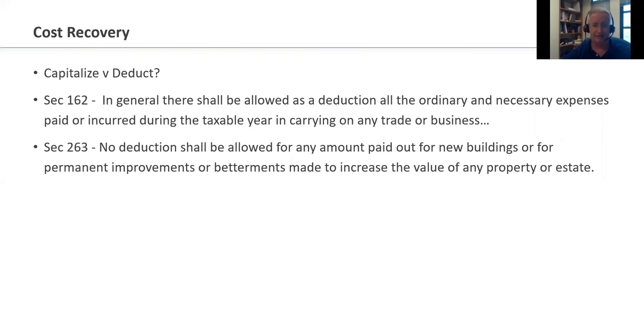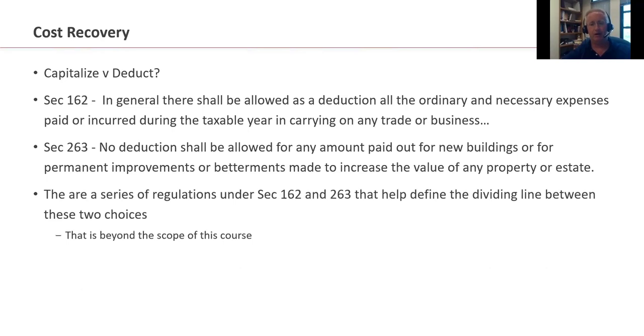However, no deduction will be allowed for any amount paid for new buildings, permanent improvements, or betterments, or things that increase the value of any property. So that's all the code gives us. Believe it or not, there is not a lot of distinction in the Internal Revenue Code between what you're required to deduct and what you're required to capitalize. There are a long series of regulations under both Section 162 and Section 263 that help taxpayers define the dividing line between these two choices, but that's beyond the scope of this course. I actually cover that in a graduate level tax course.